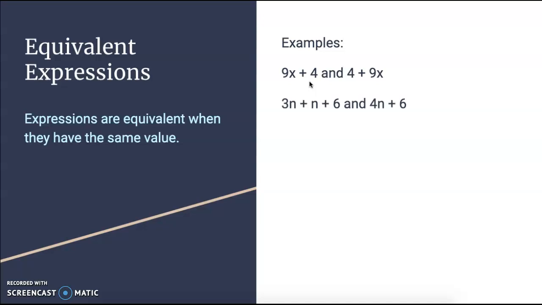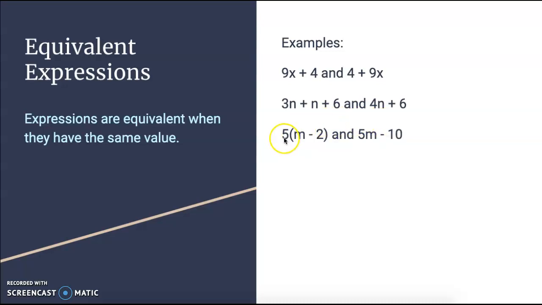It doesn't change the value as long as the coefficients and the constants have the same number and the same sign. In this one, 3n plus n plus 6 is equivalent to 4n plus 6 because when I combine like terms, 3n plus n gets me 4n, and then the positive 6 for the constant. So combining like terms, as long as we do it correctly, creates equivalent expressions.